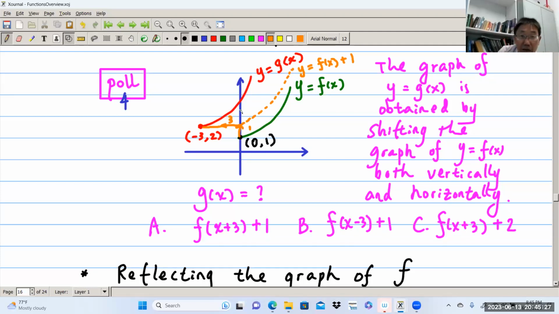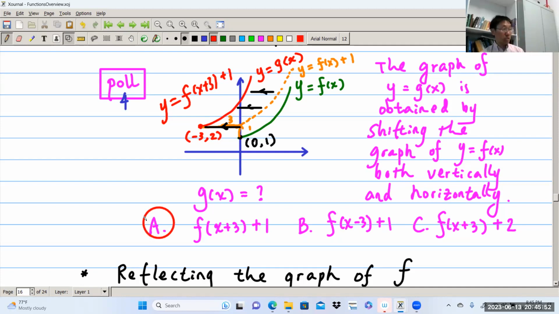Then you shift this guy in this direction by 3 units, to the right. See, any problem is shift to the right. You start from this curve, and you notice g of x is simply what? Y equals, you just replace this x by x plus 3. So it's f of x plus 3 plus 1. So the answer is A. A is indeed correct. You add 3 to x, you shift to the left by 3 units. Then you add 1, you move it up by 1 unit.